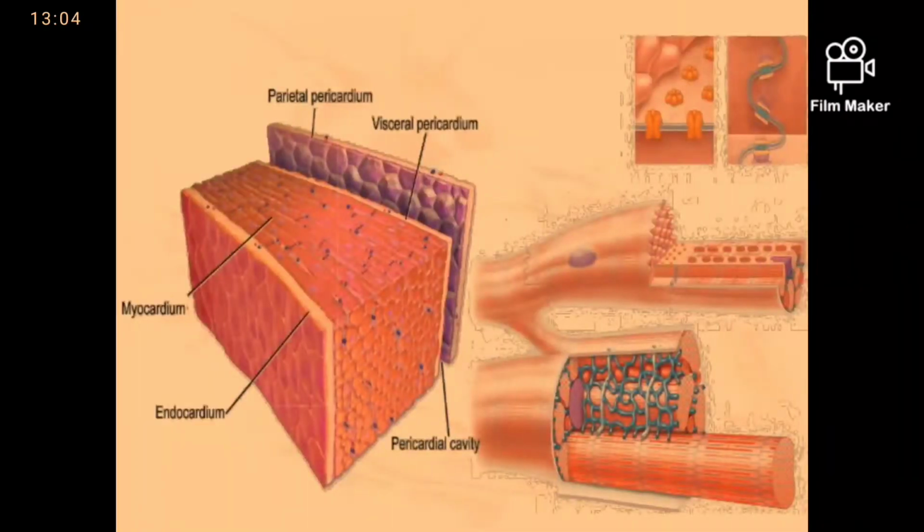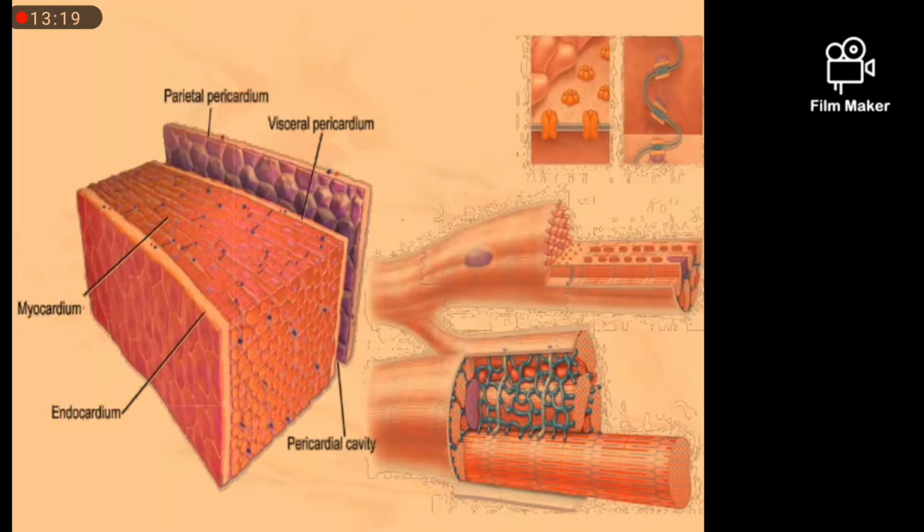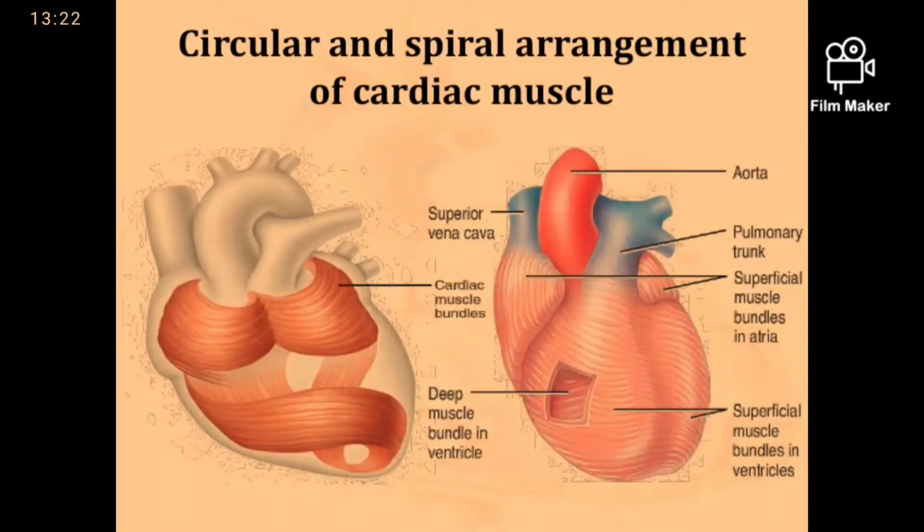Here you can see the histology of this myocardium. It is somewhat similar to the skeletal muscle, but there are some differences also. Here you can see syncytial cells. Circular and spiral arrangement of cardiac muscles. So this is the arrangement of the skeleton formed by the muscle itself, which enables the spiral movement of the apex of the heart.